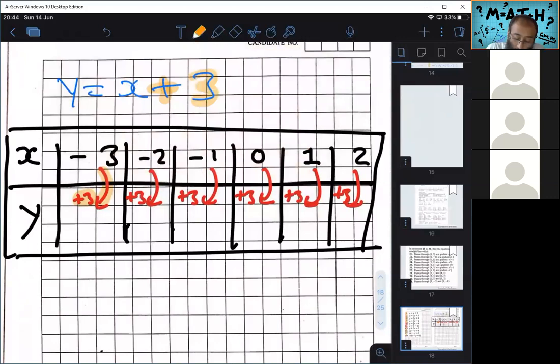It gives us 0. Beautiful. Next one. Minus 2 add 3. Go. What's minus 2 add 3? 1. Good. And what's minus 1 add 3? 2. Okay. And what's 0 add 3? 3. And what's 1 add 3? 4. And 2 add 3? 5.